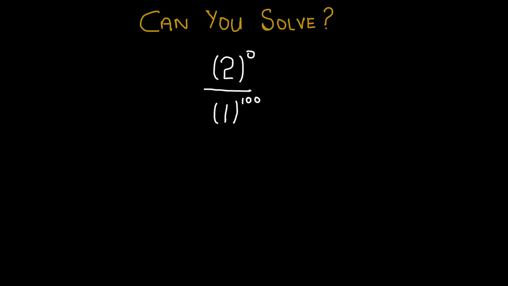Okay, so 2 power 0, everything power 0, 100 power 0 is equal to 1, and 1000 power 0 is equal to 1.